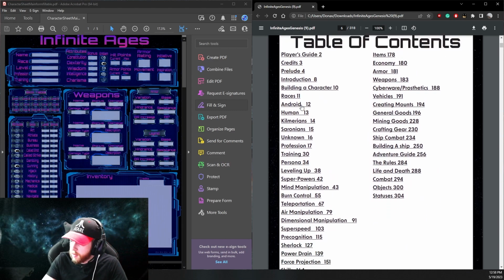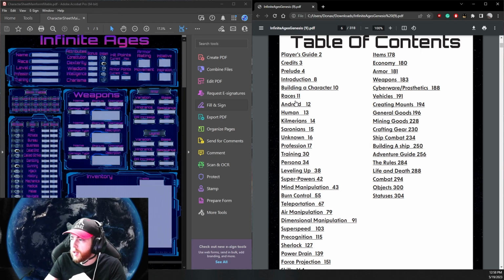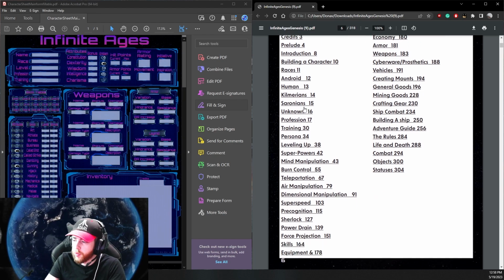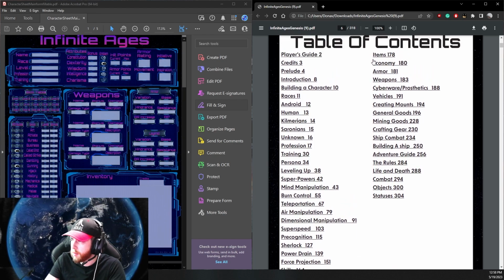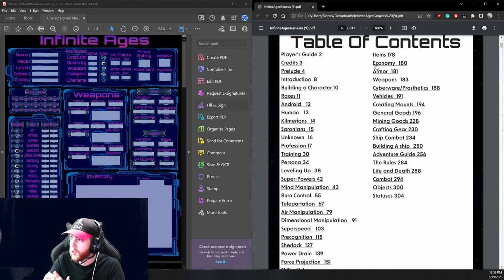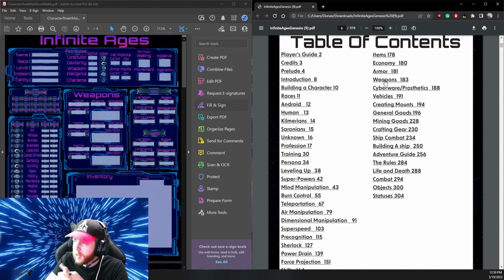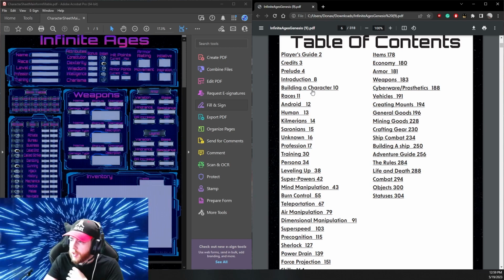Table of contents. Just to familiarize yourself with this as a player, you're probably only going to need pages 10 through like 178, and then obviously you might touch on like 181, 183, and you're going to be skipping a lot of stuff too. So we'll do this all together.